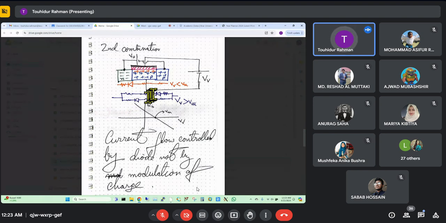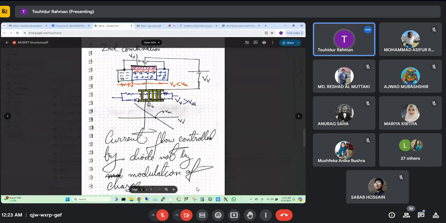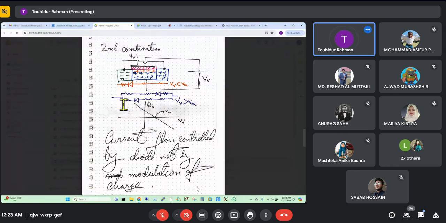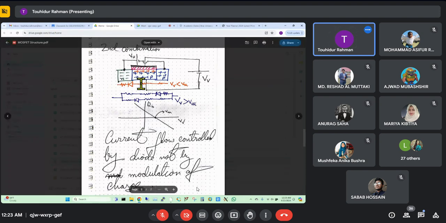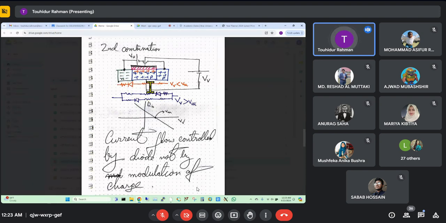But no matter which way we go, we have a diode from right to left. And here we also have a diode from right to left. So the current can only flow from right to left. So it has nothing to do with the modulation of the charge. The flow of current is controlled by the diode, not by the modulation of charge. This diode and these two diodes will only allow the current to flow from right to left. So the current is controlled by this diode, not by the modulation of the charge of the MOS capacitor.